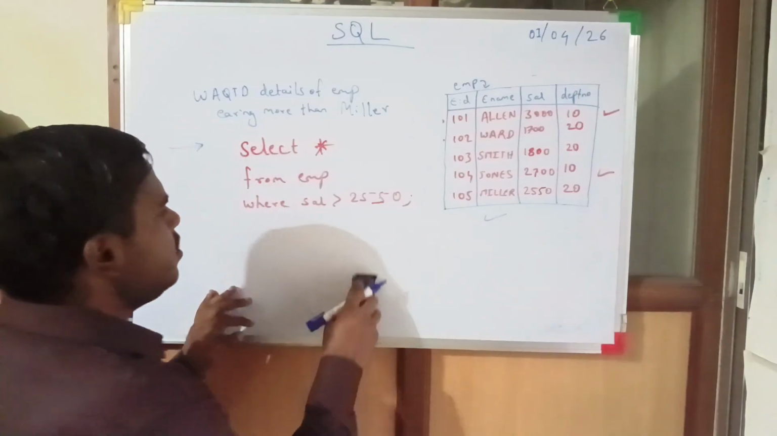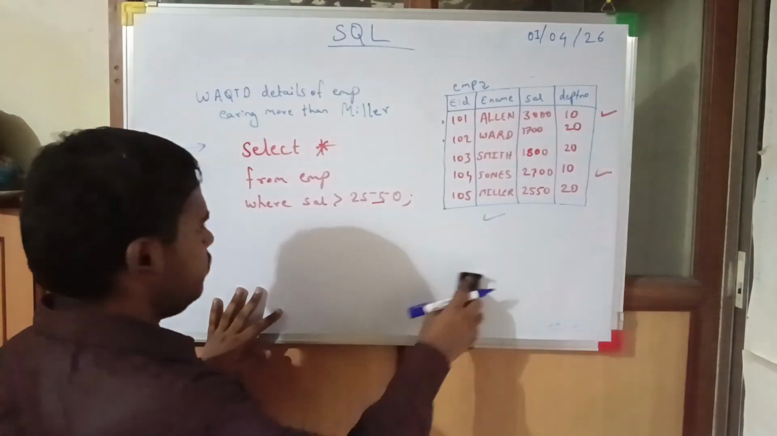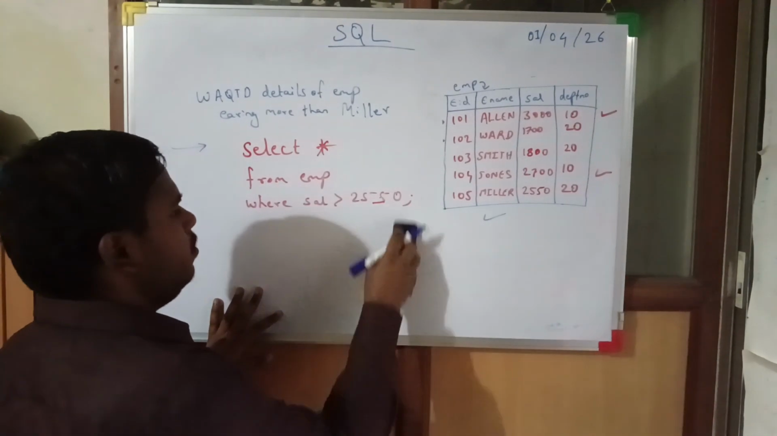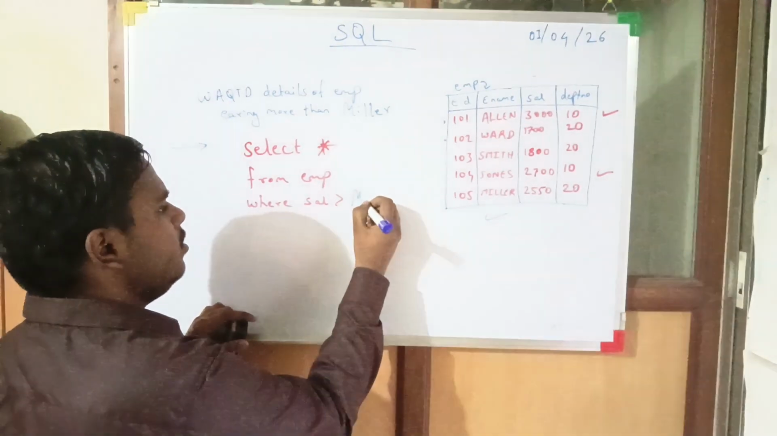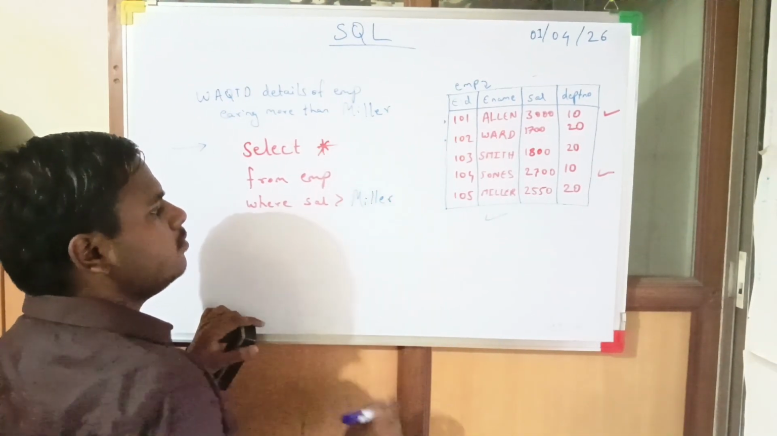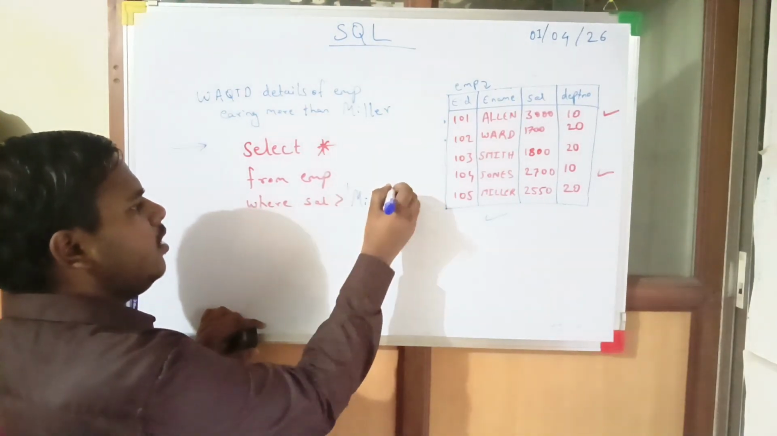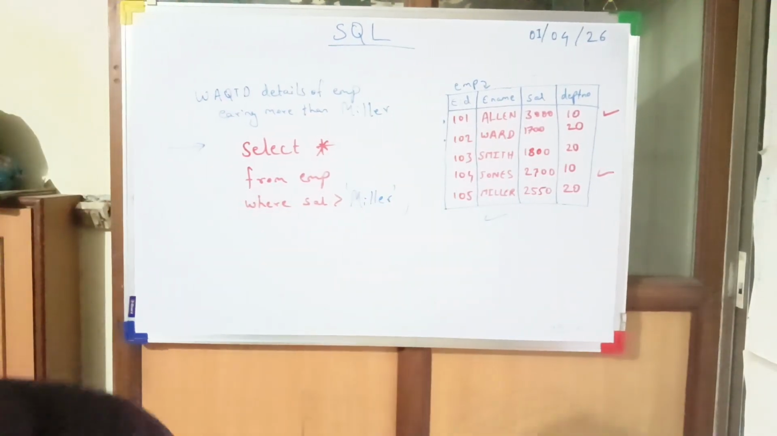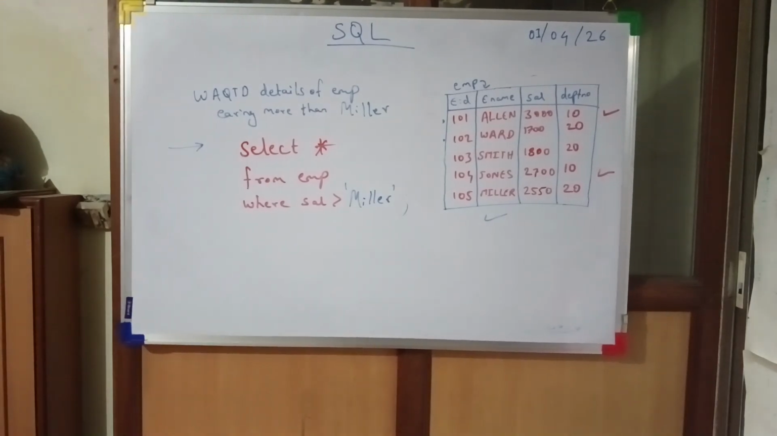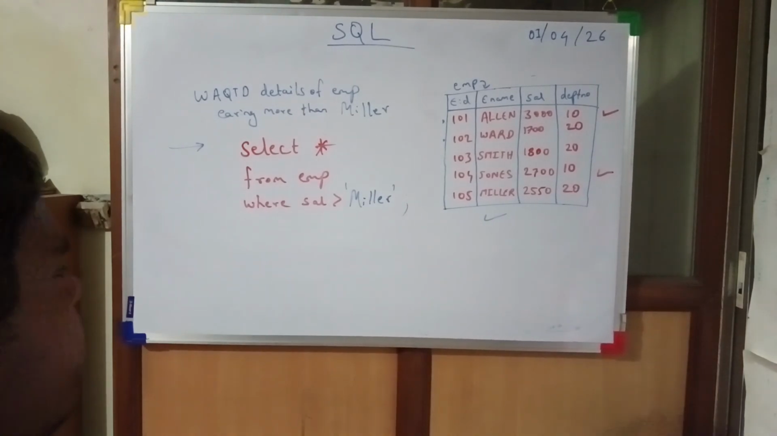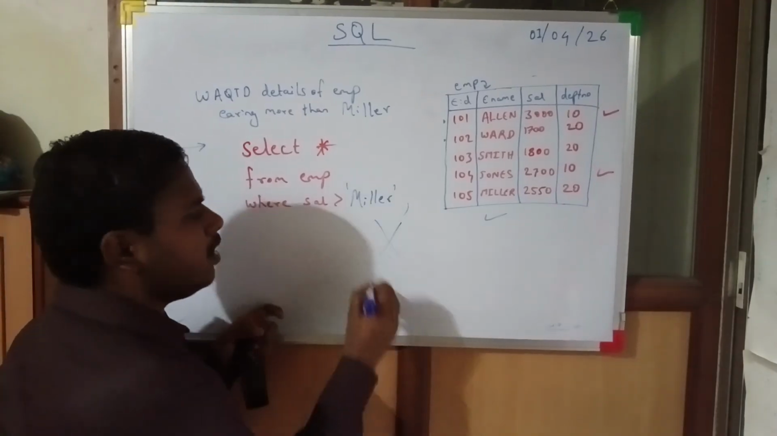In this situation, what will you do? Salary greater than Miller, if someone is thinking like this. Once, I need to check whether the screen is visible, means the board is visible or not. Okay, the board is visible, no worries. Now if we write like this, it will throw a beautiful error.